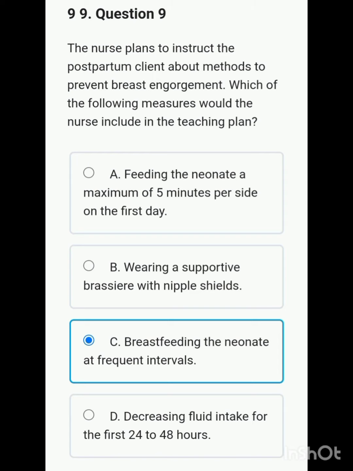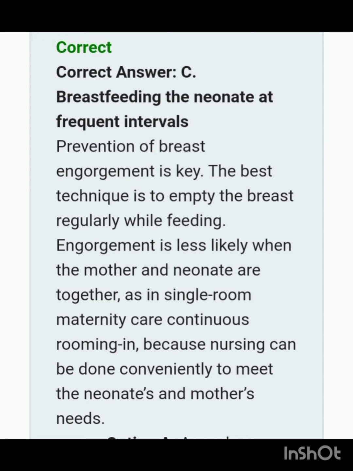Actually, not only on the first day we'll have to feed the baby, every breast we should spend at least 10 minutes on each and every breast. This is wrong, and wearing a supportive brassiere won't work. The correct answer is breastfeeding the neonate at frequent intervals.